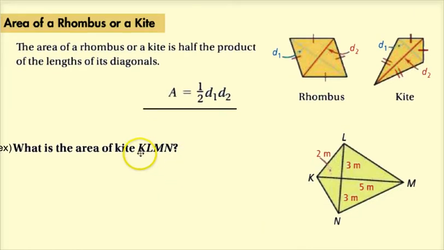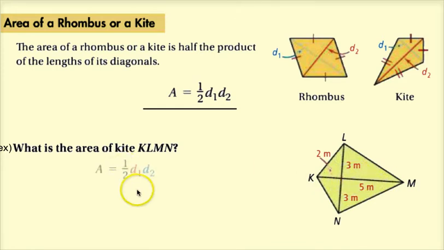So I'm going to find the area of kite KLMN. So I have diagonal LN, and actually it's just giving me the pieces. So this half is 3, and this half is 3. And then KM, this is 2 right here. The 2 should be for this part. And then this is 5.